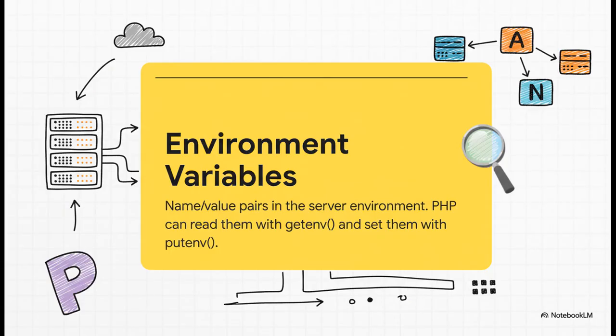Now, let's talk about something that's absolutely critical for security: environment variables. Instead of writing your API keys or database passwords directly into your code, which is a huge no-no, you store them in the server's environment. Then your PHP script can just pull them in securely using getenv. This keeps all your secrets safe and sound and completely out of your version control history.